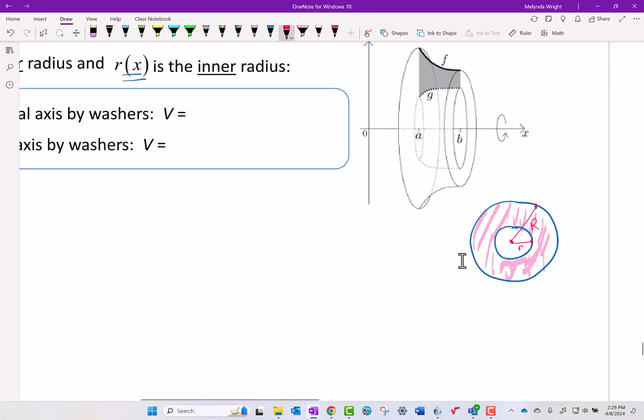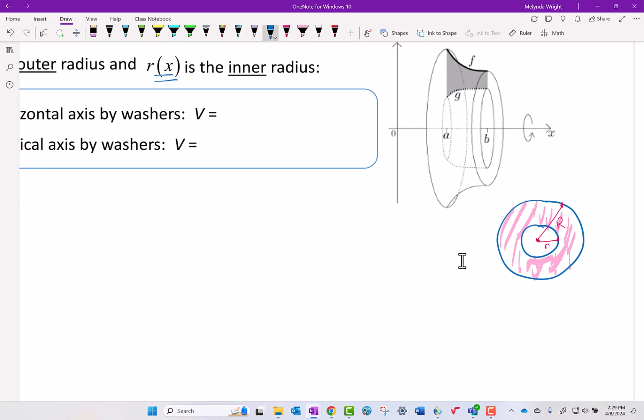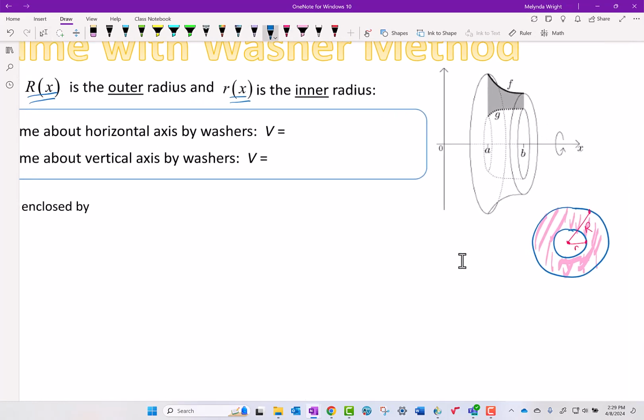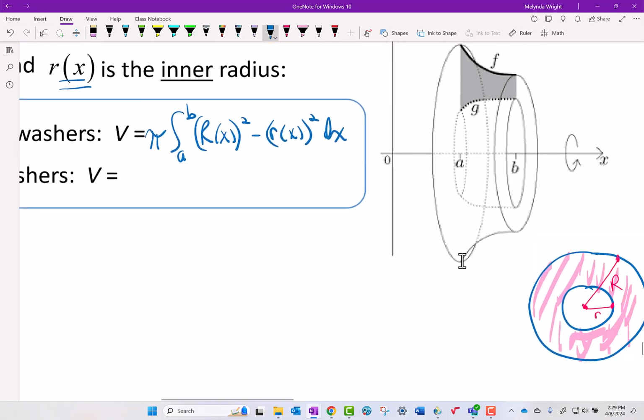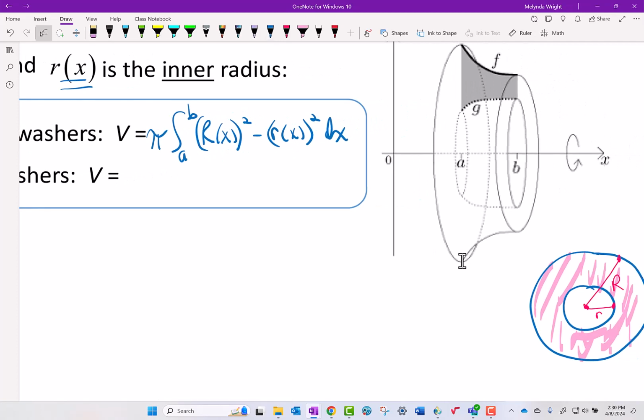So what we're going to do is our formula, if we are rotating about a horizontal axis, we would use x's. So our formula is pi integral a to b of big R of x squared minus little r of x squared. So that's different than last time's formula. Last time's formula, we just had pi r squared. We didn't have different circles or different radius. Okay, is everybody okay so far?